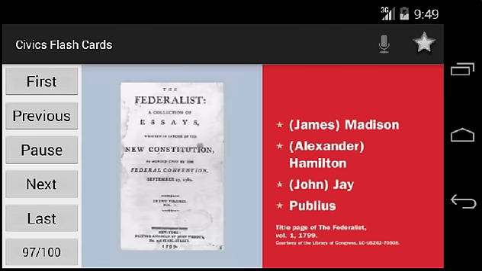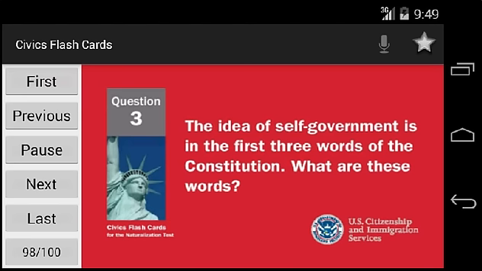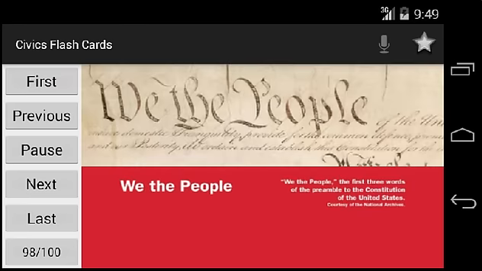James Madison. Alexander Hamilton. John Jay. Publius. The idea of self-government is in the first three words of the Constitution. What are these words? We the people.